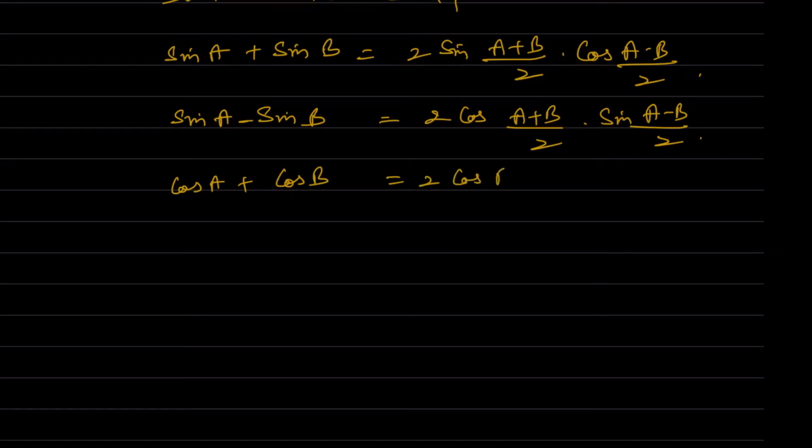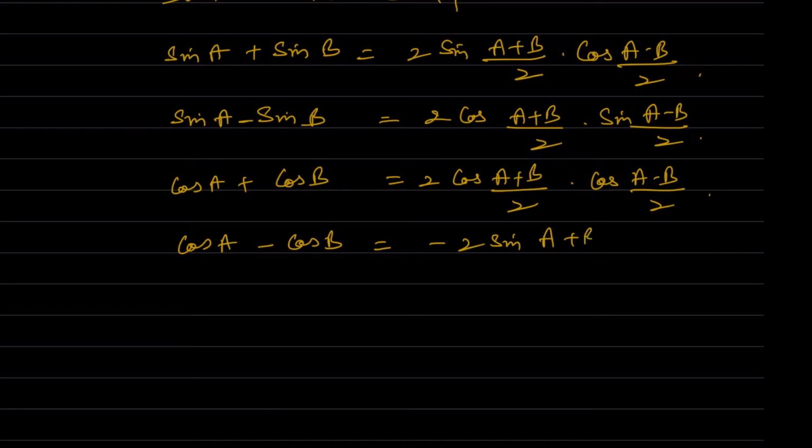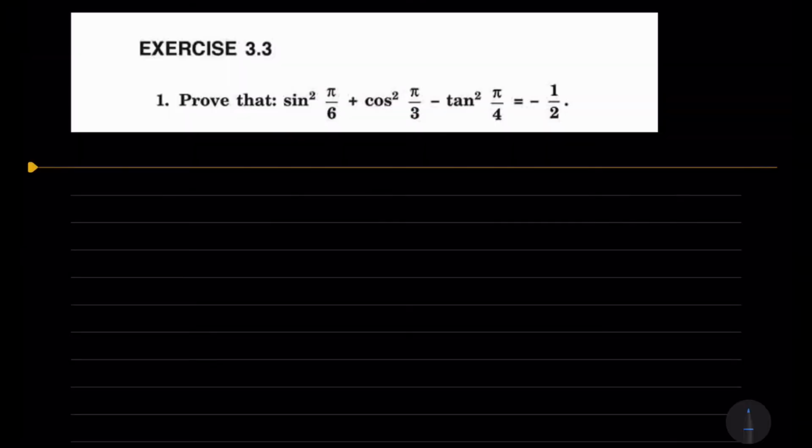3.3. So cos A plus cos B is equal to 2 cos((A plus B) by 2) into cos((A minus B) by 2). Then cos A minus cos B is equal to minus 2 sin((A plus B) by 2) into sin((A minus B) by 2). So, trigonometric functions exercise 3.3.